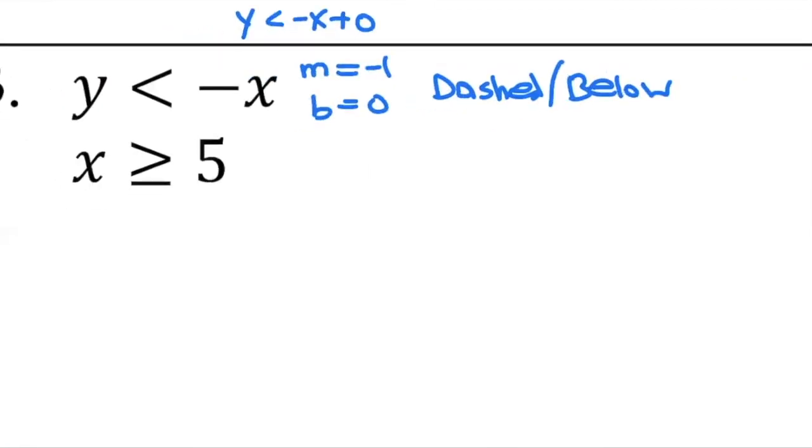All right, now for your next equation down there, we have x greater than or equal to 5. So this is going to be a vertical line problem because it's an x equals equation. So this is a vertical line.